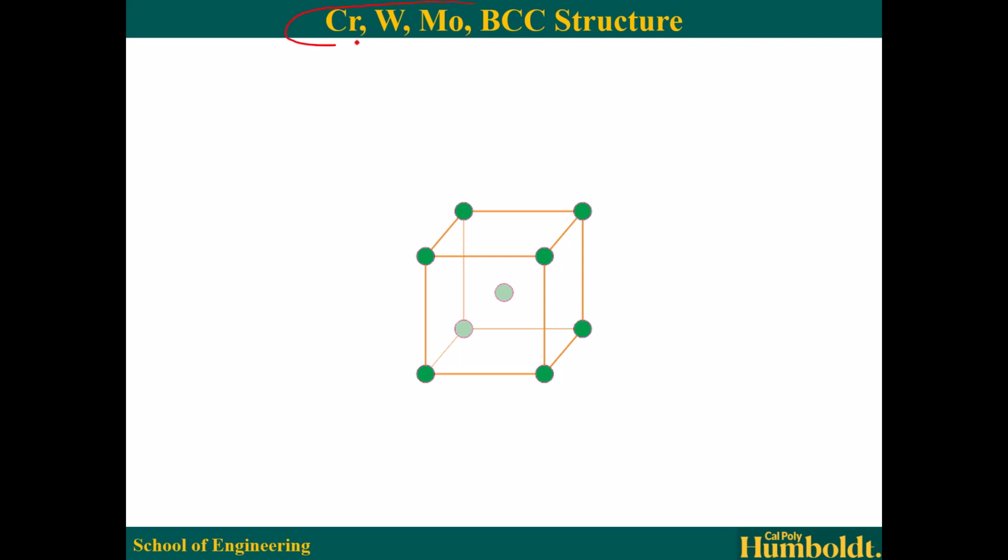Same thing, chromium, tungsten, molybdenum, those all have BCC structures. So we are going to use that as well to figure out those things.